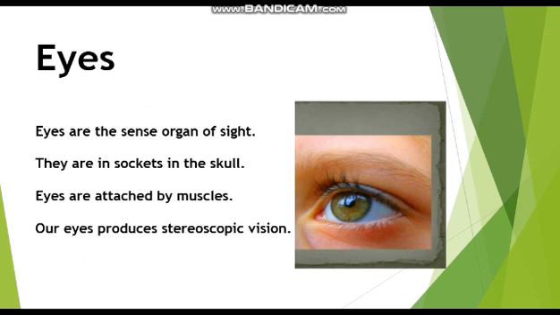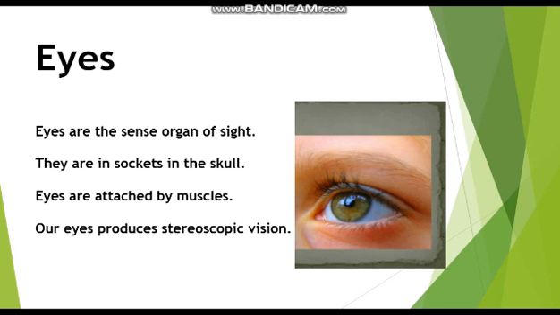They are the sense organ of sight. Our eyes are present in sockets in the skull, which protects our eyes from injury or damage. They are held in place in the sockets as they are attached by muscles, which help us to move our eyes up and down and from side to side. Our eyes produce stereoscopic vision.